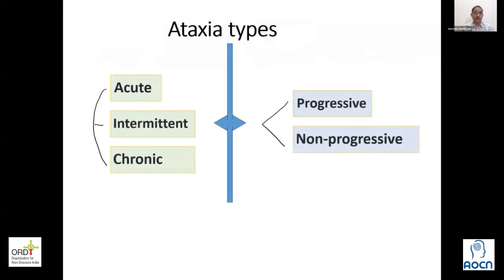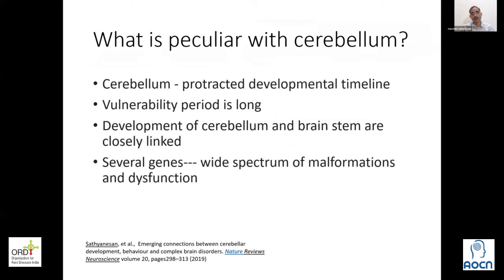When one looks from a clinical perspective, from the perspective of onset, it can be either acute, intermittent, and chronic. Most of the discussion today will be on the chronic ataxia. It could also be progressive and non-progressive based on how we follow these patients and what happens to their ataxia with time. There are some things which are peculiar and which are related to how embryologically cerebellum develops.